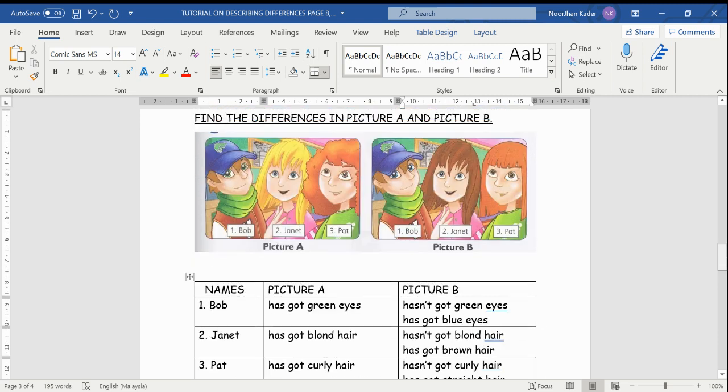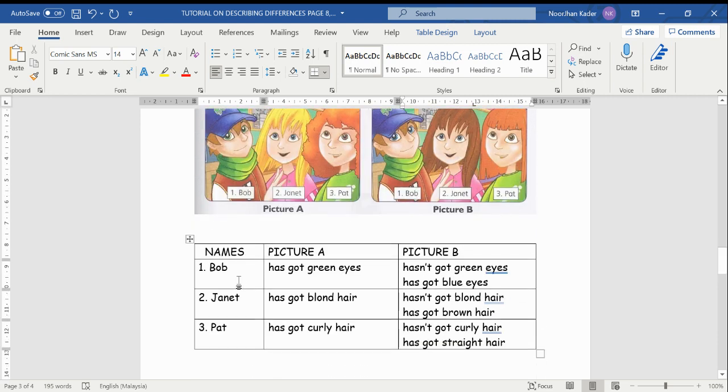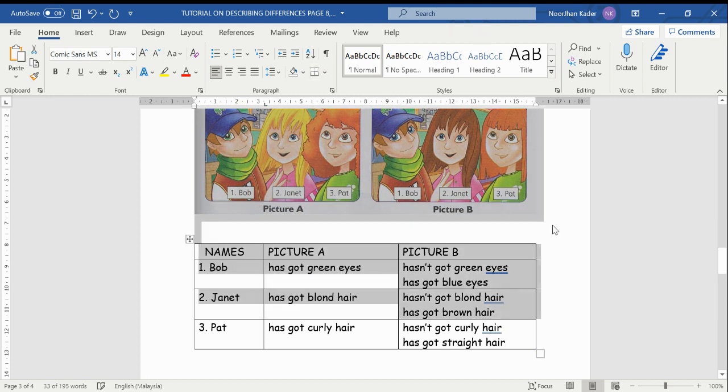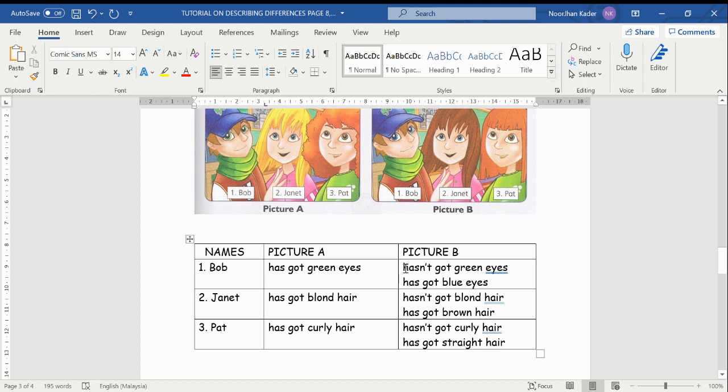Okay. So now we can check first. Bob has got green eyes in picture A. But picture A is not the correct picture. Picture B is the correct picture. So to refute that, we have to say Bob hasn't got green eyes. He has got blue eyes. Second, Janet. In picture A, Janet has got blonde hair. To refute that, you have to say Janet hasn't got blonde hair. She has got brown hair.